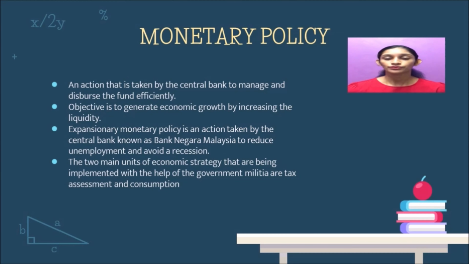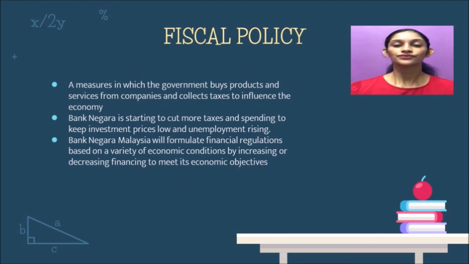Expansionary monetary policy is an action taken by our BNM to reduce the unemployment and also to reduce the recession. Fiscal policy is an estimation on taxation and also government spending which will impact the economy. For fiscal policy, the main thing is using government spending, taxation and also payment which will influence the aggregate demand. So BNM will try their best to cut the taxes and also investment to keep the price low and also unemployment rising. BNM will formulate financial regulation based on the economic variety. They will either increase or decrease to meet the financial objective.